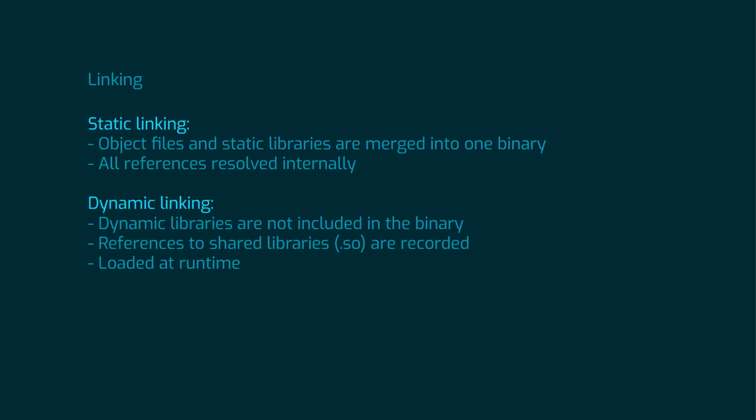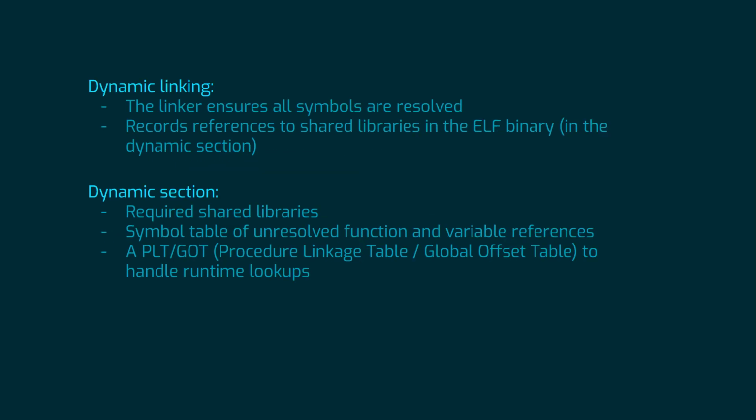While performing dynamic linking, the linker ensures that all symbols are resolved and records references to shared libraries in the ELF binary in the so-called dynamic section. The dynamic section contains a list of required shared libraries, a symbol table of unresolved function and variable references, and a procedure linkage table to handle runtime lookups.